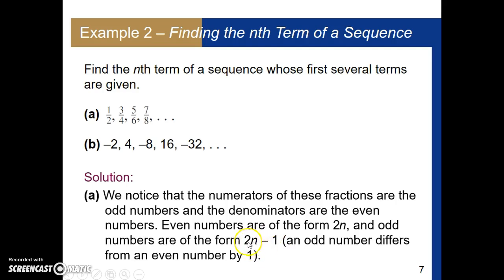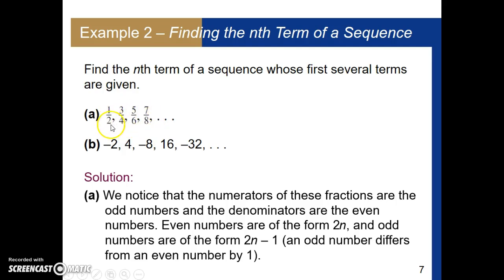So when n is 1, we'd have 2 times 1, which is 2, minus 1. Sure enough, that gives us the 1 here in the numerator. The next n has got to be 2, so 2 times 2 is 4, minus 1 is 3. Sure enough, let's try it for the third term. When n is 3, 2 times 3 is 6, minus 1 is 5. So remember that. If your sequence numerator or denominator involves odd numbers, that looks like 2n minus 1. When it's the even numbers, that's pretty easy.